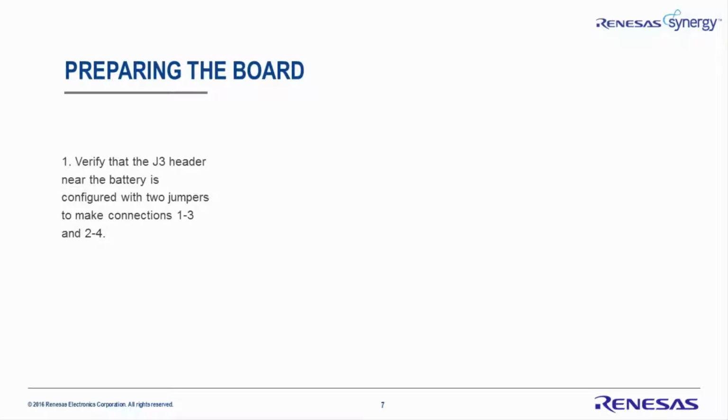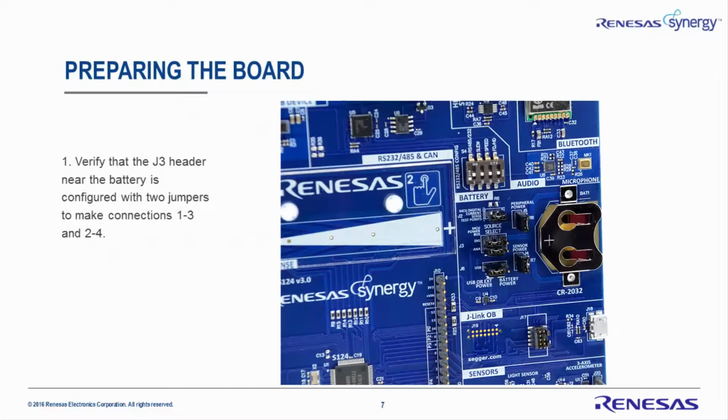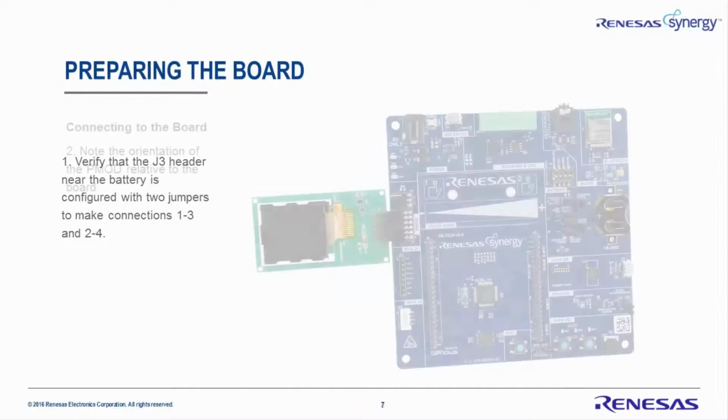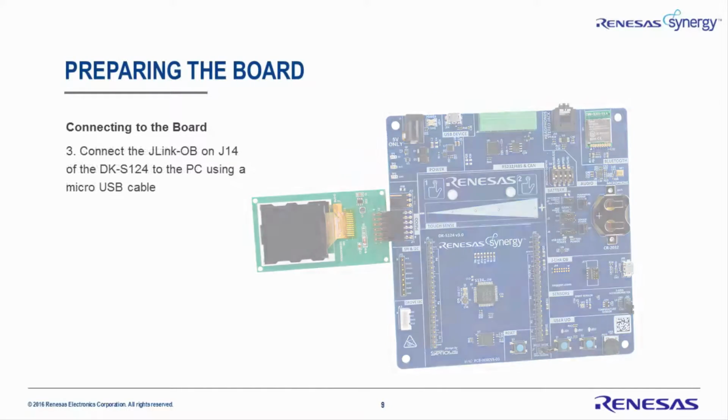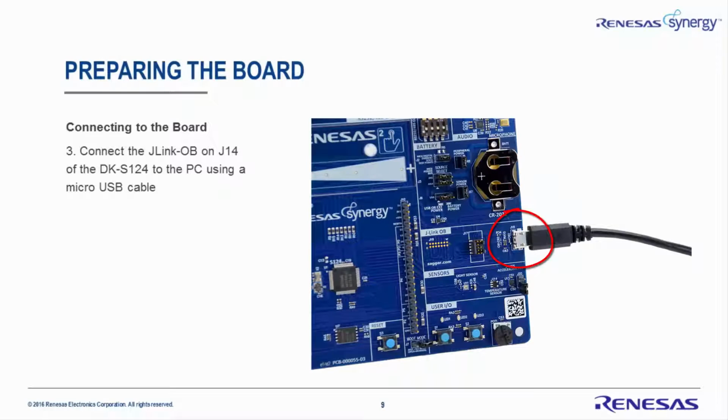Connecting to the board. First, verify the J3 header near the battery is configured with two jumpers to make connections 1 to 3 and 2 to 4. Second, connect the PMOD. And lastly, connect the J-Link J14 on the DK-S124 to the PC using a micro USB cable.